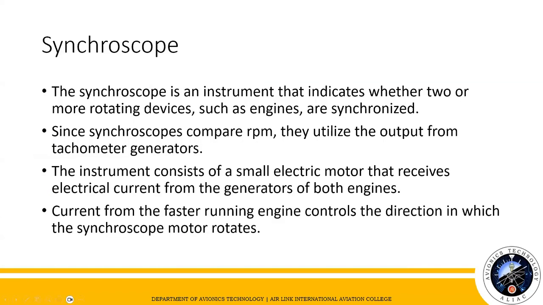Now, pagpunta na tayo sa synchroscope. So, sinasabi sa synchroscope is an instrument that indicates whether two or more rotating devices such as engines are synchronized. So, since synchroscopes compare RPM, i-utilize nila yung output from the tachometer generators. So, the instrument consists of small electric motors that receive electric current from the generators of both engines. So, current from the faster running engine controls the direction in which the synchroscope motor rotates.